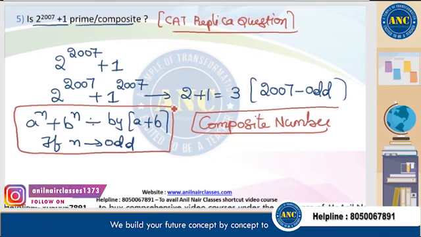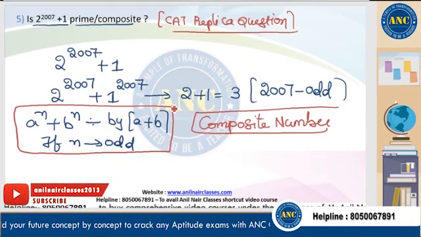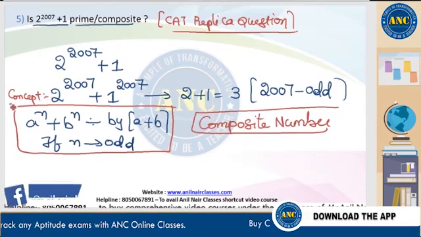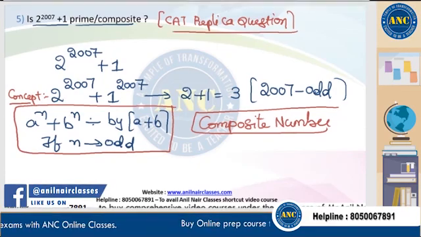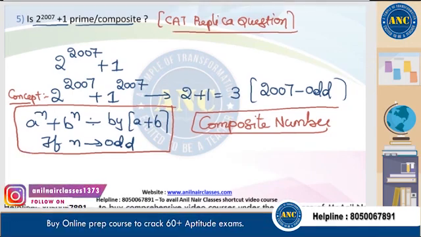2 power 2007 plus 1. Fifth question. I hope it is clear. Sixth question. This is the concept I used. Step by step concept. Easy, medium, advanced.